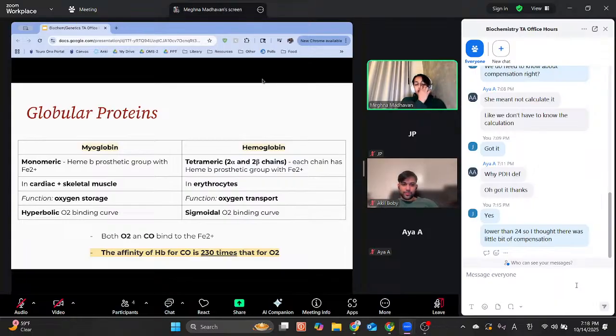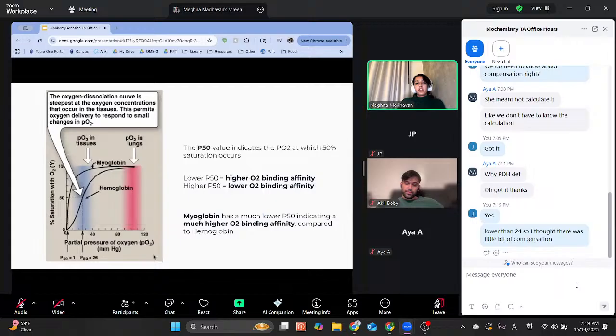And then the differences in the curves. It's hyperbolic versus sigmoidal, and it's hyperbolic because there's only one binding site, and sigmoidal for hemoglobin because there's 4 binding sites. And then here at the bottom, the affinity of hemoglobin for carbon monoxide is 230 times that for oxygen. So in the case of carbon monoxide poisoning, it's extremely critical to be treating that quickly.